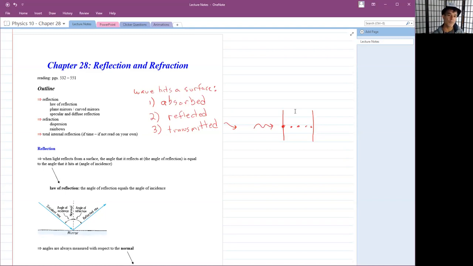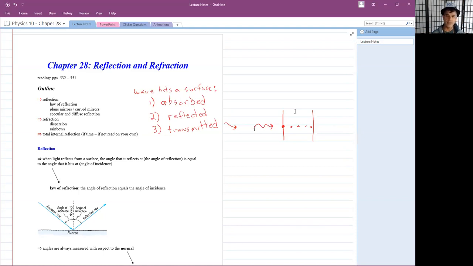One thing I didn't go through is that when light goes through a transparent material, such as glass or air to water or something like that, oftentimes that light will bend. And that's the subject of the last part of this chapter called refraction.